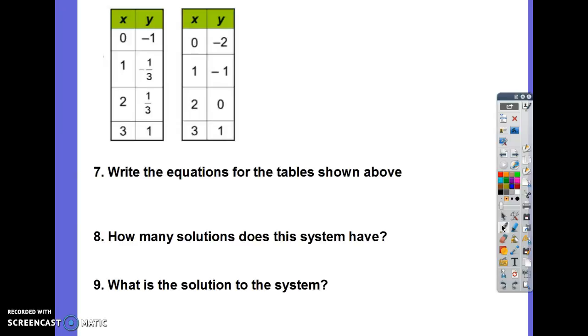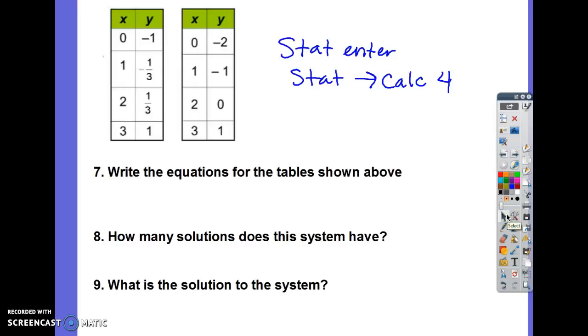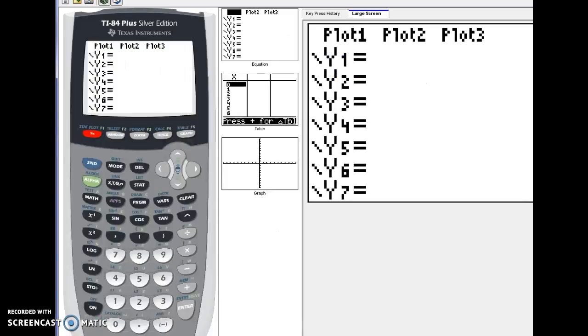If you watched yesterday's video, this is the problem that says page 4. And I'm not going to do the whole thing. I'm just going to do stat for the first equation. So if you do stat, enter, and then stat, arrow over to calc 4, it's going to give you an equation and it's going to give you a decimal number. So I'm going to show you how to change that to a fraction.